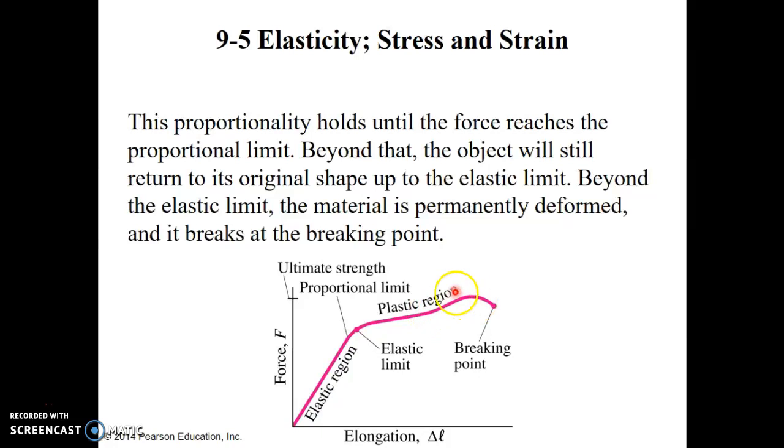Plastic would be this region here where it has elastic type properties, but it doesn't ever return to its original shape, and the spring constant is no longer constant. You keep stretching this plastic, it'll come to some point where it'll actually break. It can no longer withstand the stress or the strain put on it, so it will break.